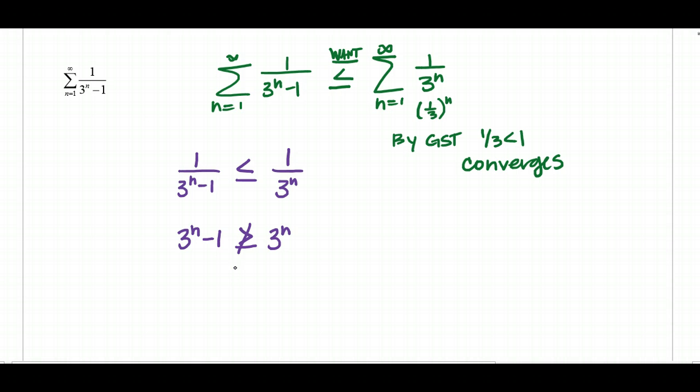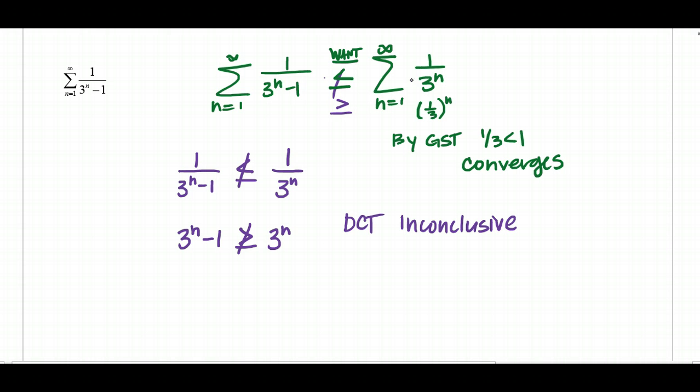So this is not true, which means that this is not true. So what we wanted to happen up here to compare these two series is not accurate. So the direct comparison test that we applied is inconclusive. It doesn't tell us anything. This is one of those cases where I don't have the inequality facing the right direction to tell us anything. So in fact, this series on the left is greater than or equal to this one that we know converges.